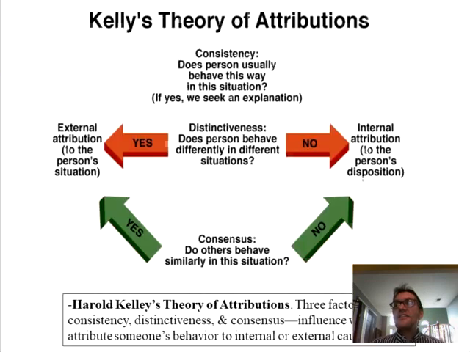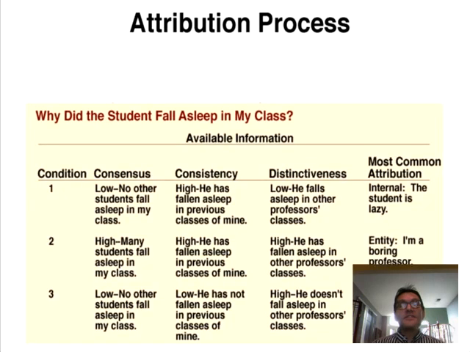Well, this is Harold Kelley's explanation for attributions. In other words, will we attribute these things to internal or external sources, right? Situational or dispositional. And I like this example as it's laid out here. So I've got a student falling asleep in my class, okay? And here's what I'm going to do. I'm going to look for consensus. If a lot of people are falling asleep in my class, then it's probably me. But if there's only one or maybe two people falling asleep in the class, it's probably them. So I look for consensus. Is this a behavior that everybody exhibits or just this guy?